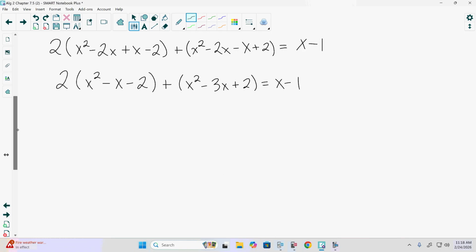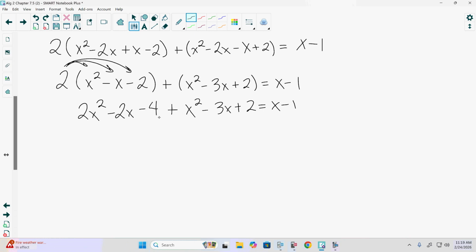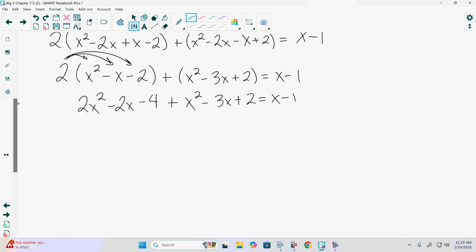Do we really need those parentheses around that second one? No, because the number in front of it is 1 and it's positive, so there is no sign change. But we do need to multiply this 2 through. 2 times x squared is going to be 2x squared. 2 times negative x is negative 2x, and 2 times negative 2 is negative 4.